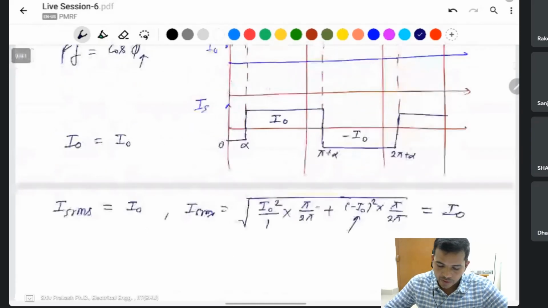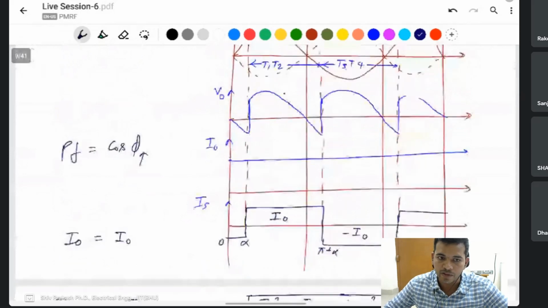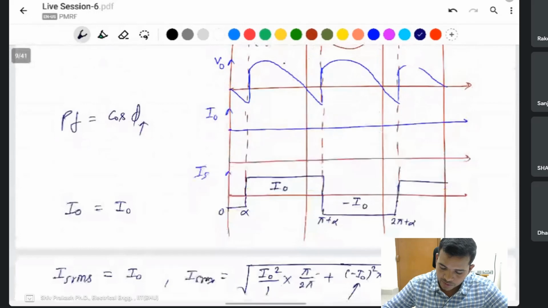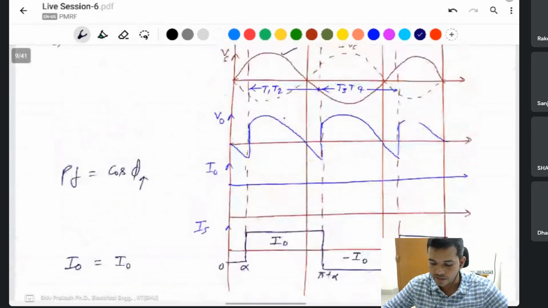But here, how can we find the power factor of the input side? If both signals are sinusoidal, then you can say that the power factor is cos phi, where phi is the angle difference between the input voltage and input current. But here, phi is alpha. Alpha is the angle difference between voltage and current.